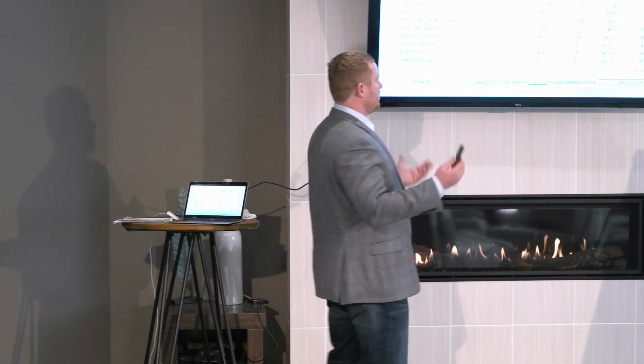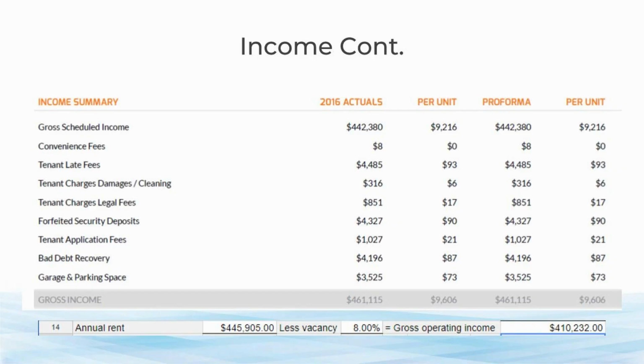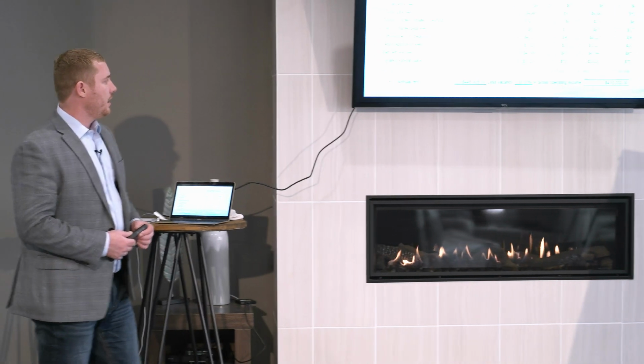So anyway, we get all done with that, and we're going to basically say our annual rent, we're going to take the gross scheduled along with the garages, because those are the two legit rent numbers. We're going to put that in our annual rent amount, and then we're going to calculate 8% vacancy in this particular model, which gives us $410,000 net rent, essentially, our gross operating income.